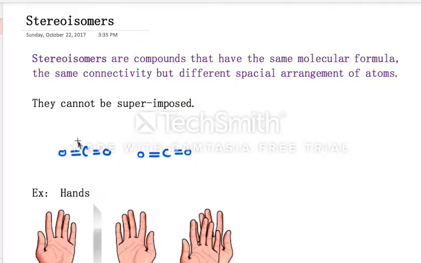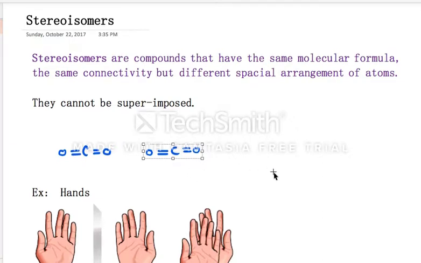So let's try this carbon dioxide here. See if these two molecules of carbon dioxide are superimposable. So we're going to select this carbon dioxide and I'm going to try to move it on top of the other one. There you go. Are they superimposable? Yes, they are. We can put one on top of the other and they look identical.